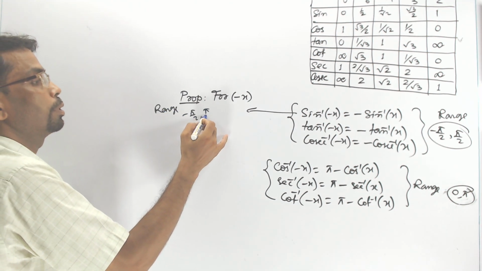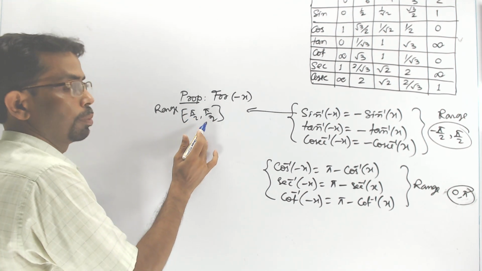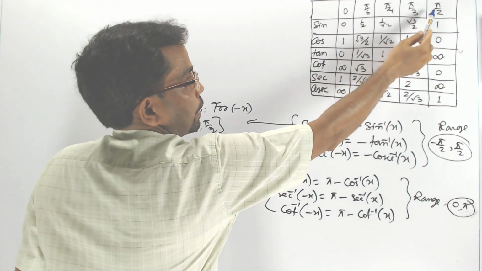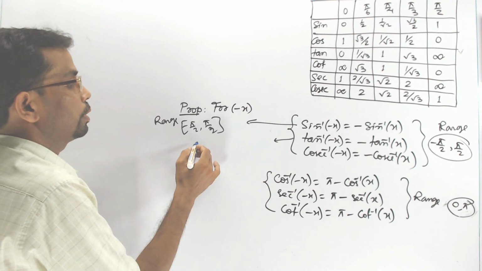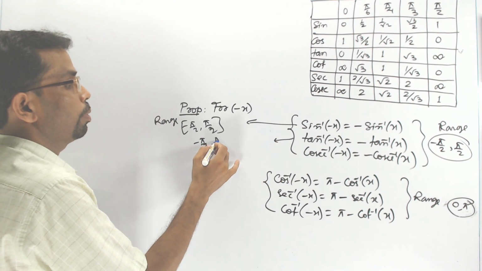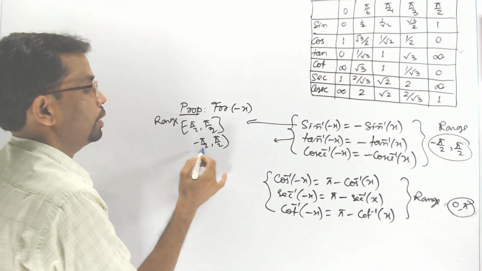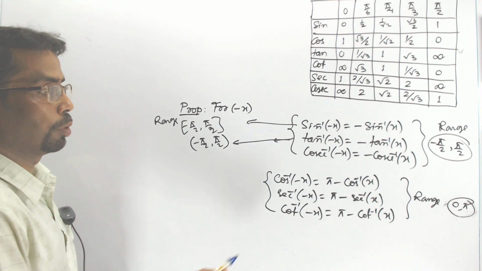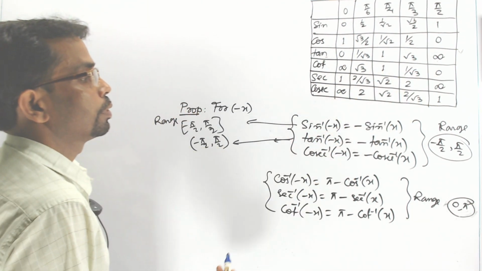-π/2 to +π/2. It will be closed interval, because at 90 degree, for sine at 90 degree it is defined. For tan, range will be -π/2 to +π/2, and for tan 90 degree is not defined. When not defined, interval will be open. For tan, interval is open, because tan at π/2 is not defined, you see.